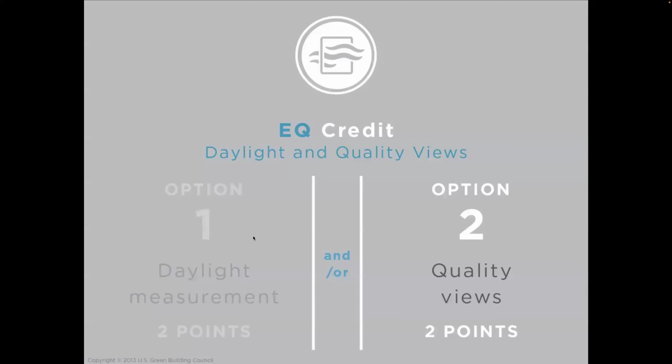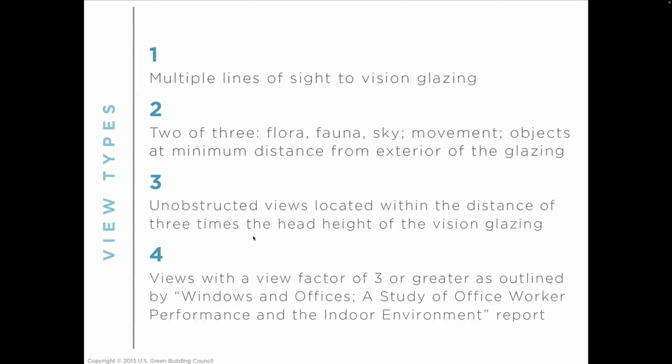Quality views, okay. Again, you need to have quality views. They say it's either vision, like multiple lines of sight to either flora, which is plants, fauna, animals, sky, movement, objects at a minimum distance from exterior glazing. Because what you don't want is, if you have a window and you're looking at a wall, obviously that wouldn't work. But if you have a window and you're looking at trees, people walking by, birds, that would meet that.